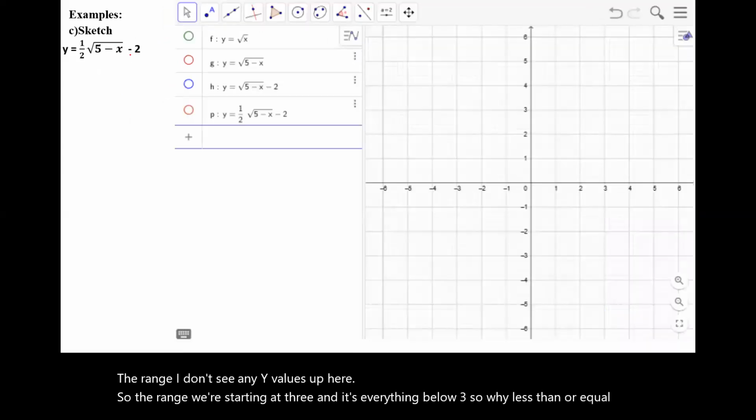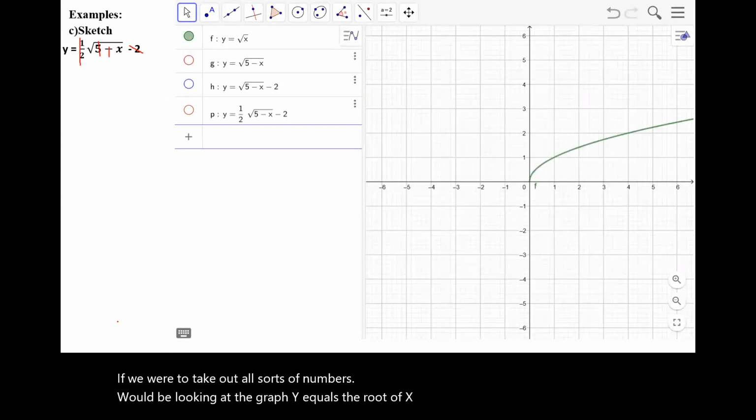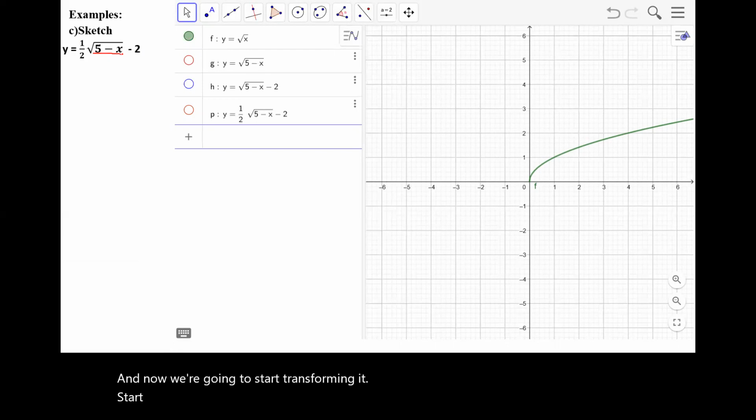Let's do another one. If we were to take out all sorts of numbers, we'd be looking at the graph y equals the root of x. And we know that shape. And now we're going to start transforming it. Let's start here, 5 minus x. What sort of shift is that? What would make this equal 0? I think 5 would. And what does that negative do?